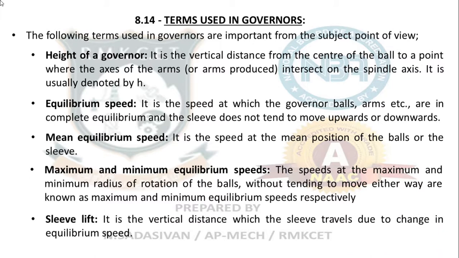Sleeve lift: the vertical distance which the sleeve travels due to change in equilibrium speed. You have seen in the first slide animation that the sleeve is lifting and pulling the bell crank lever. How much height you are lifting? Change in height is sleeve lift, H1 minus H2. Very simple.